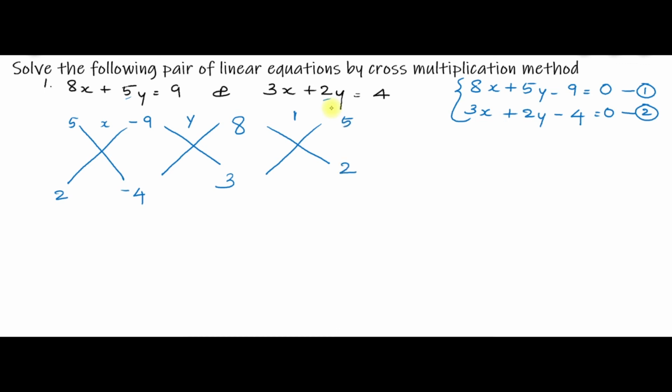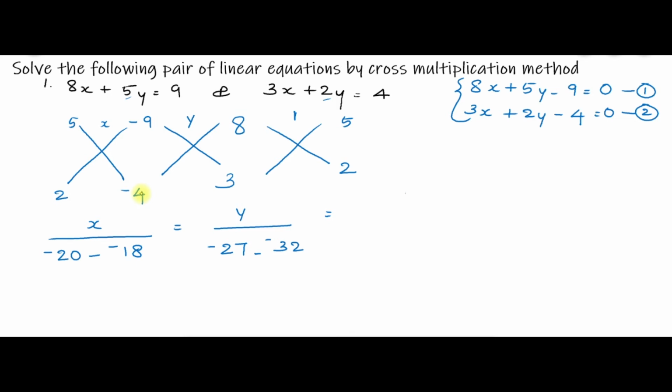Now it is very simple. From here you are going to write x divided by, first you have to multiply this 5 with this minus 4, that is 5 into minus 4, minus 20, minus 9 into 2, which is equal to minus 18. So you are going to write minus 20 minus 18 is equal to y divided by, again you are going to multiply minus 9 into 3, which is equal to minus 27, that you are going to write here. Then minus this 8 multiplied by this minus 4, which is equal to minus 32, that you are going to write here.